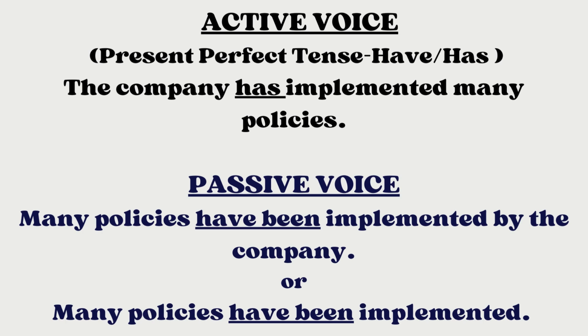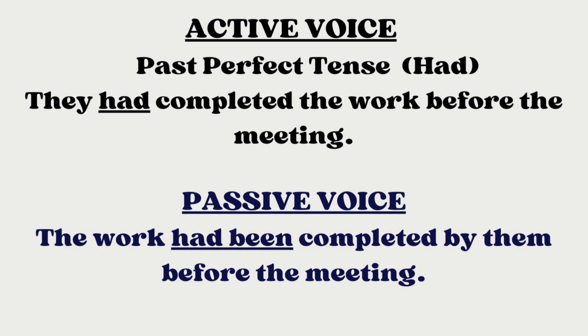In order to form the perfect tense in the passive voice, we need to add the auxiliary verb been. In the active voice, we use the verb has since it corresponds to the company, or one particular company. This sentence starts with many policies, and the corresponding verb that we would use would be have and not has.